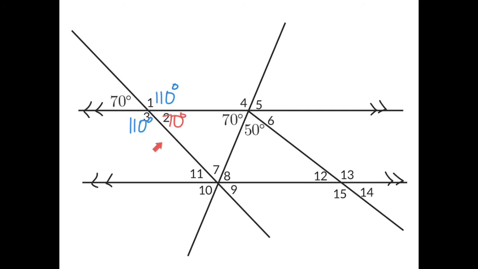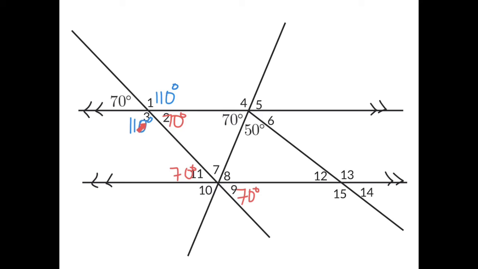angles than I did up here, but if you look at the 70 degrees, that is in a corresponding place with angle 11. So angle 11 is also going to be 70 degrees. And by vertical angles and also corresponding angles, that means that angle 9 is also going to be 70 degrees. So I will at least be able to get that.